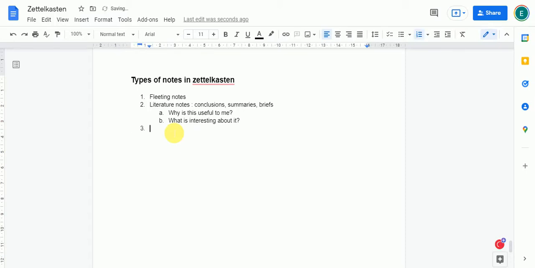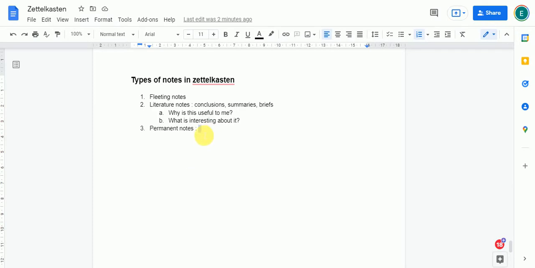The next type of notes are called permanent notes. Basically, these are the notes that actually form your real Zettelkasten. Fleeting notes are just created by your own thinking. Literature notes are also created by your own thinking, but after reading some other article or information. And permanent notes are basically the notes that you form from these two, by checking how it is relevant to what you already know.